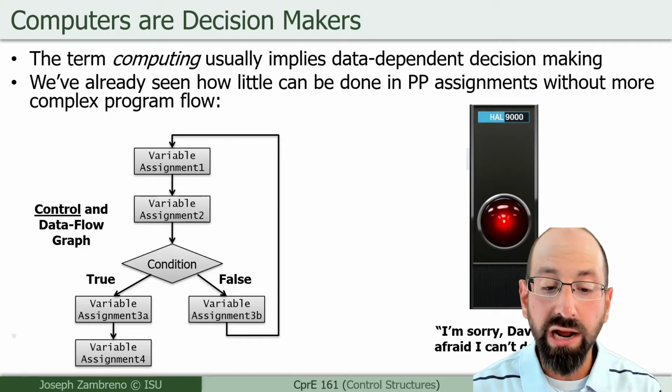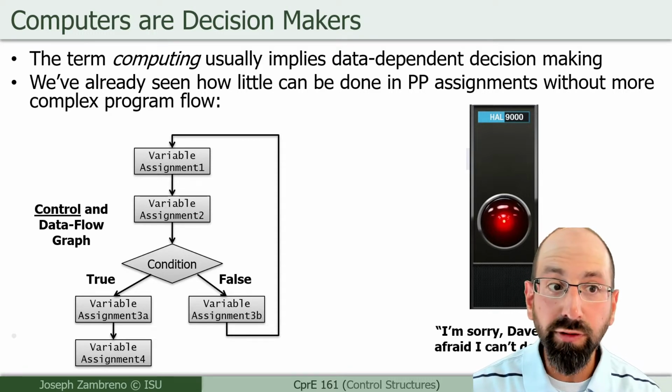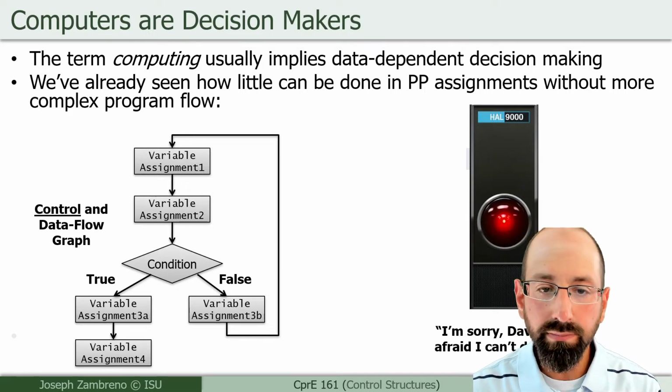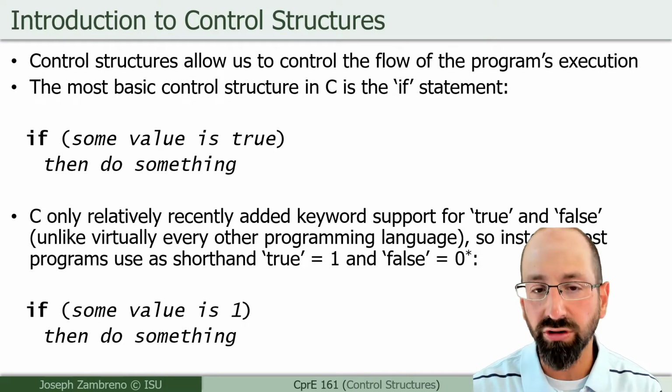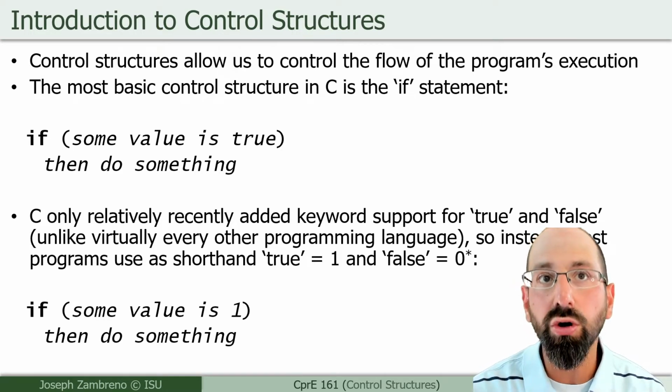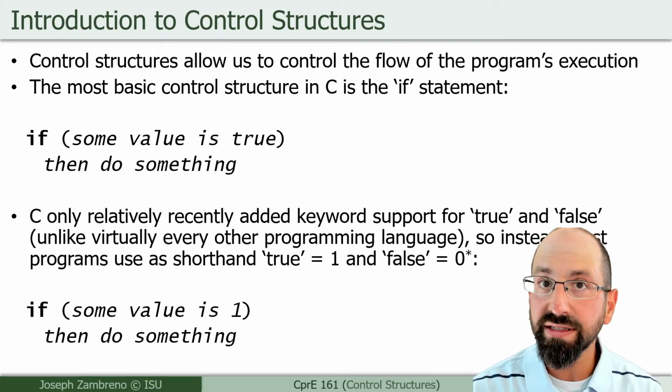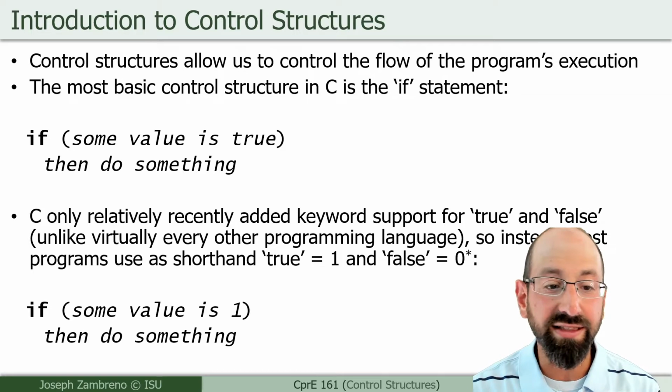It involves some sort of data dependent decision making based on some condition either being true or being false. We determine whether or not we want to perhaps assign a certain value to a variable or perhaps some other value to that other variable. And that's what I'm referring to in control structures. That is a structure we can add to our code that allows us to control the flow of the program's execution.